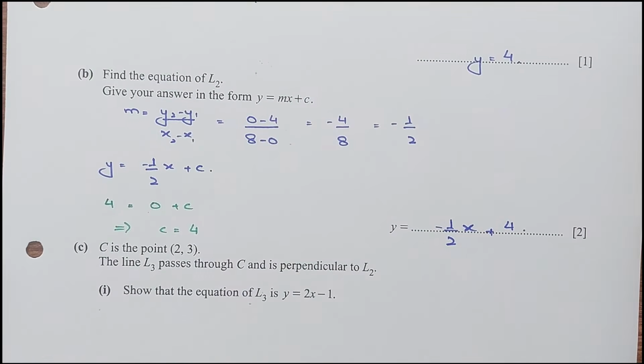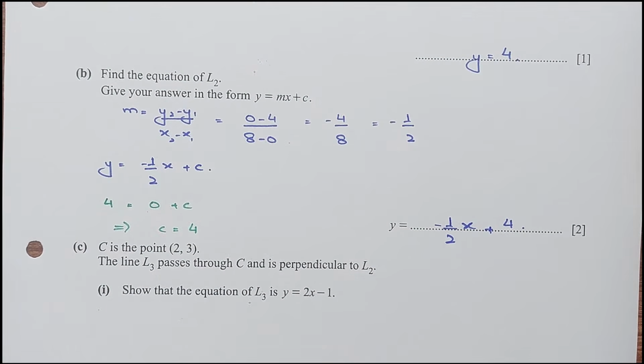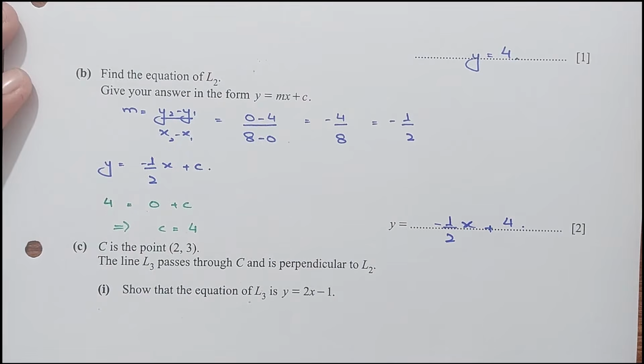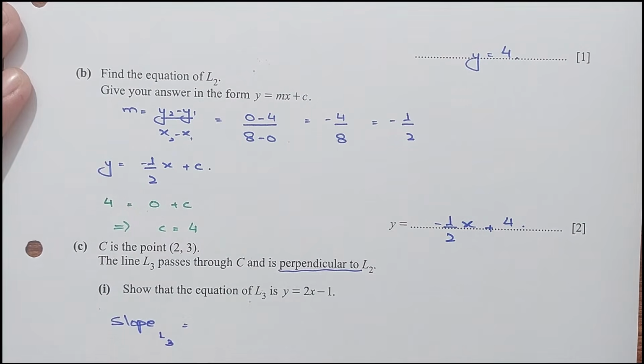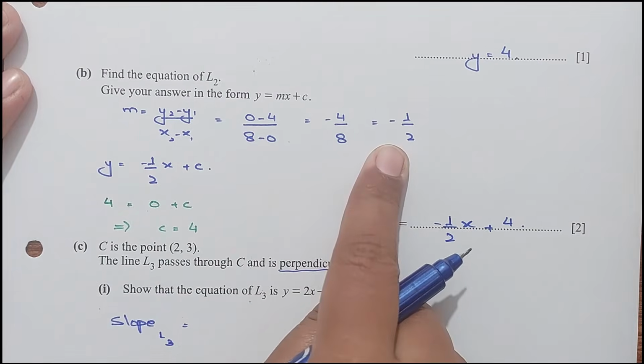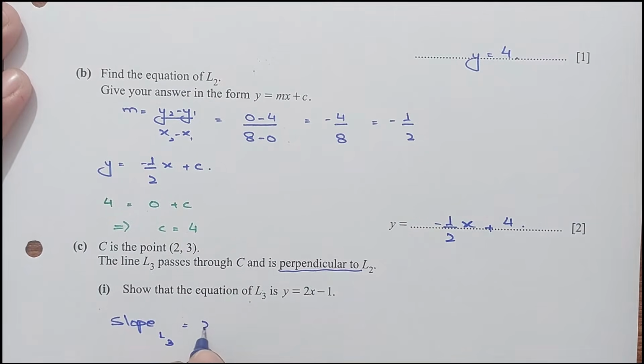Right. Now for part C, C is the point (2, 3). The line L3 passes through C and is perpendicular to L2. Number 1, show that the equation of line L3 is y = 2x - 1. So it is perpendicular to L2, so the slope of L3 is perpendicular to the slope of L2. L2's slope is -1/2, so this slope would be 2.